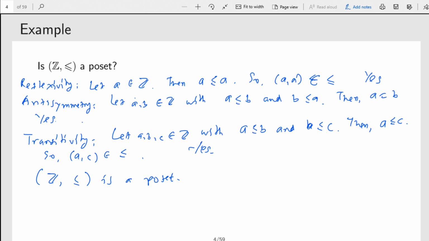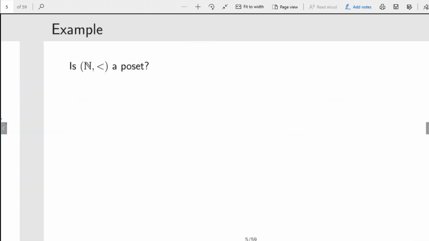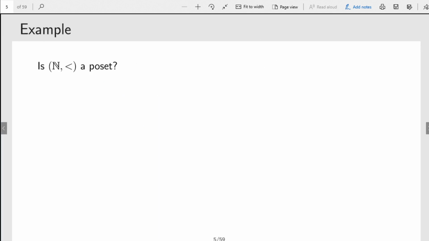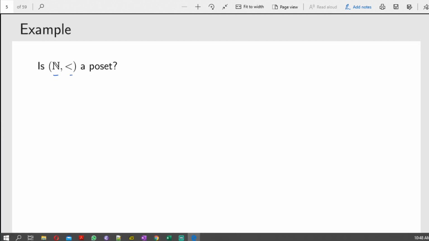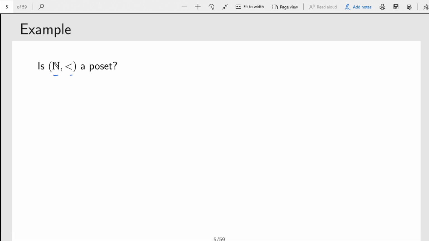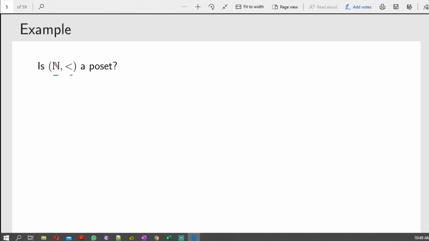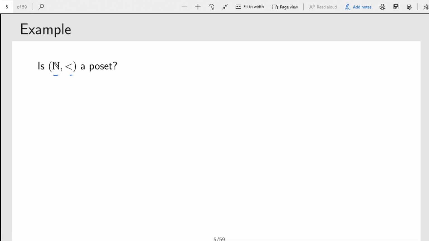right? Now we have two examples. Let's see another example. This time we look at the set of natural numbers N and the relation less than. Is this a poset? Well, we could simply check whether any of the three properties in the definition of a poset are violated.